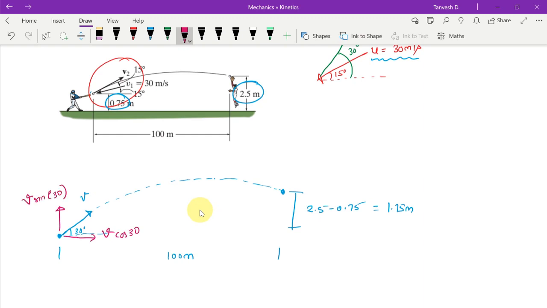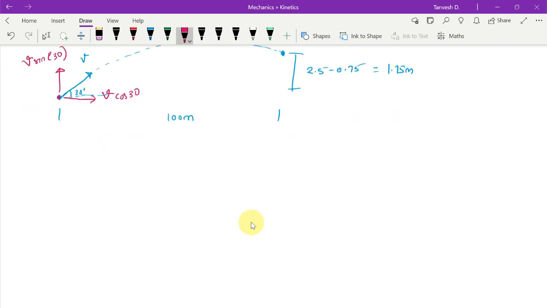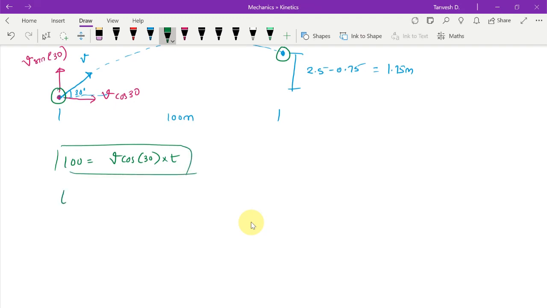Okay, the horizontal component of this velocity helps the ball traverse the horizontal distance. So what I can write is 100 is equal to v cos 30 into the time taken for this ball to reach from this point to this point. Let us say the time taken is t. So this is one equation that we can have. So I'll say t is equal to 100 upon v cos 30.